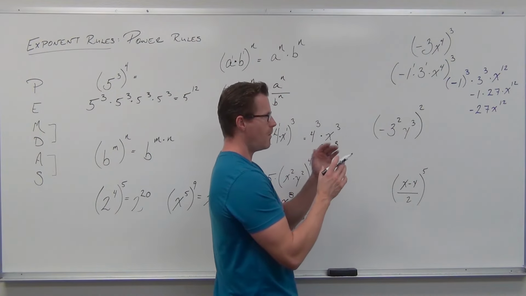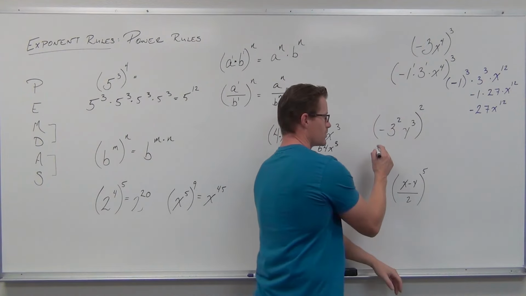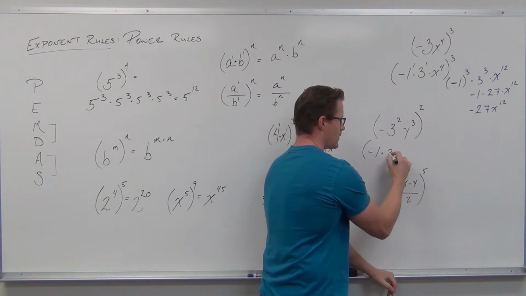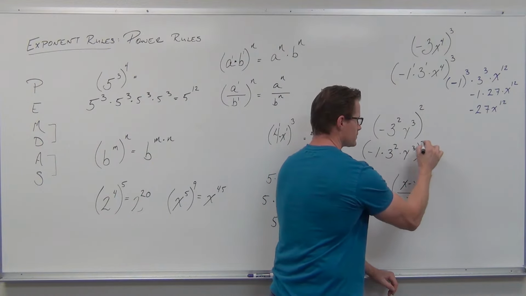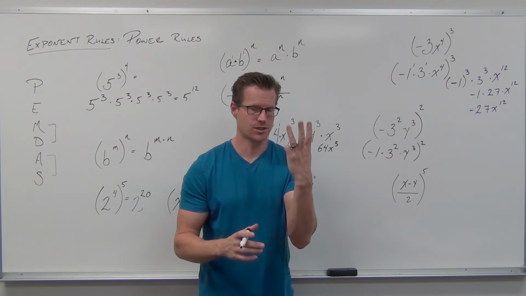So I know I can distribute that exponent across multiplication. I just have to show it. So to show it, I'm going to think -1 times 3 to the 2nd, y to the 3rd, and then all of it squared. I really have three factors in here being multiplied.